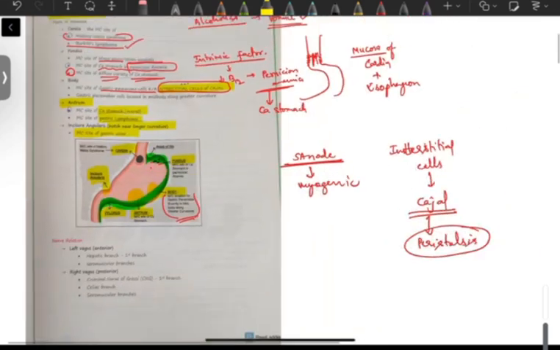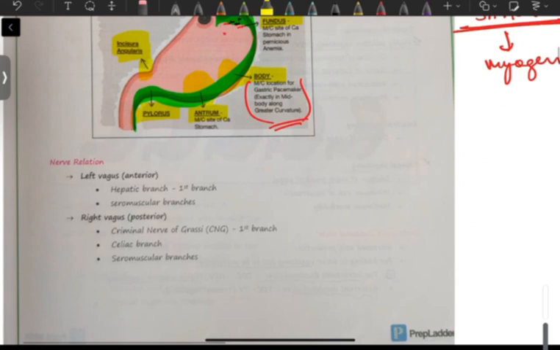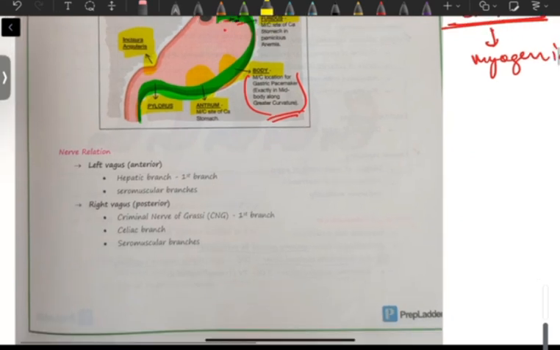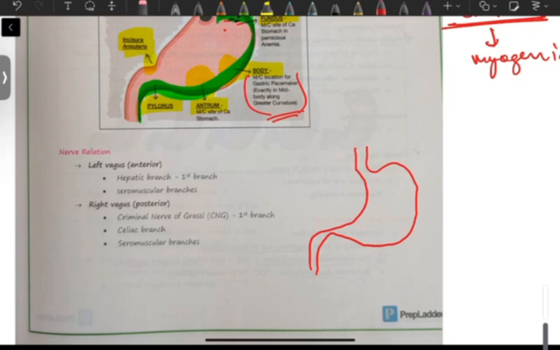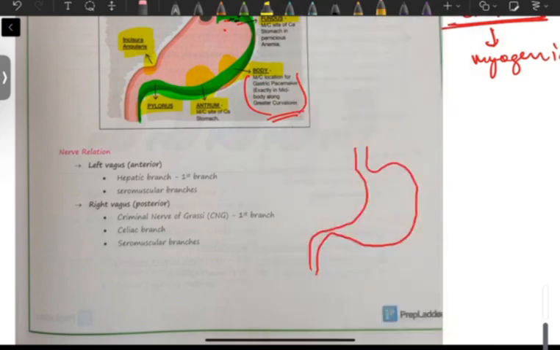So after knowing about the parts of the stomach, we need to know about the nerve relation with the stomach. Suppose this is the lesser curvature, and this is the greater curvature. So this becomes the anterior part and this becomes the posterior part. Along the lesser curvature is the anterior part and along the greater curvature is the posterior part. That we need to know.